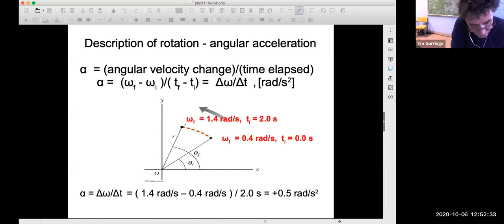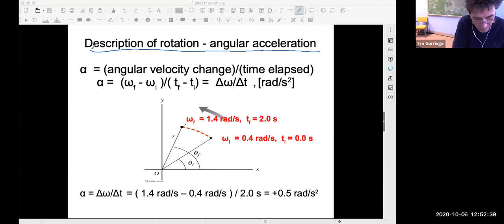Okay, last quantity: angular acceleration. Like angular velocity was the change in angular position divided by elapsed time, angular acceleration is the change in angular velocity divided by elapsed time. That's the definition in words. We can write that as an equation. It's handier to write as an equation.